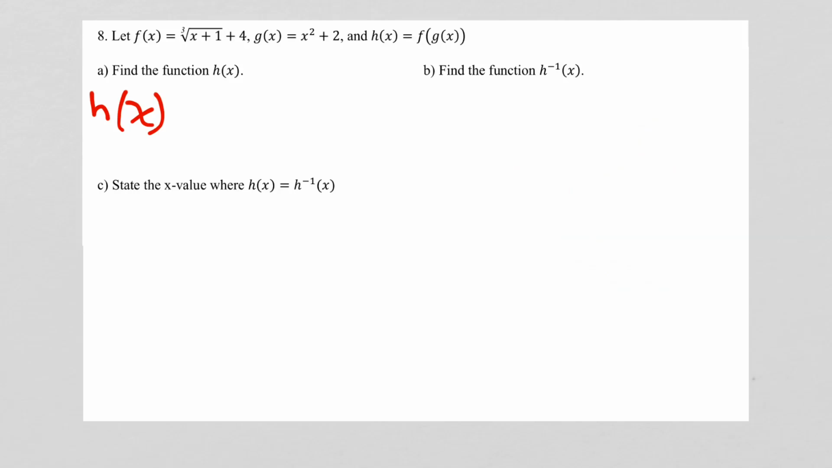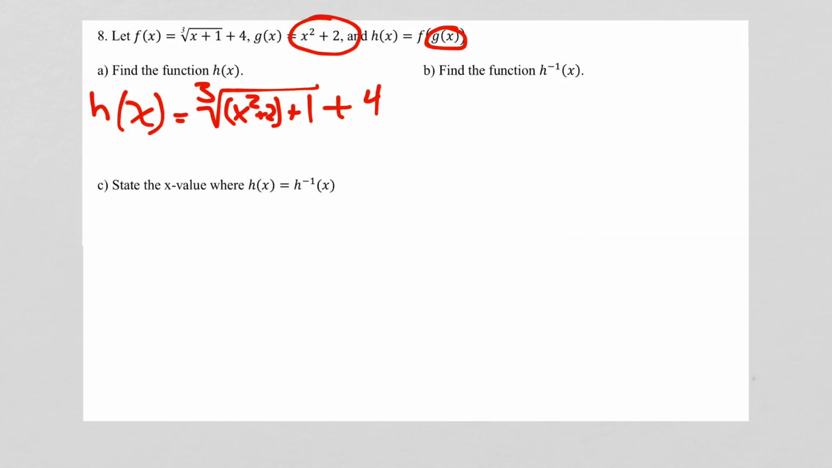So h of x is taking g of x, putting it inside f. So f is eating g, so we will get the cube root, plus 4, plus 1. Notice that I've written h of x, except I have not written an x. Instead of x, I'm putting in g of x, which is x squared plus 2. But those parentheses aren't really doing anything, so let's simplify this. This will equal the cube root of x squared plus 3, and then I have a plus 4 on the outside. That is h of x.